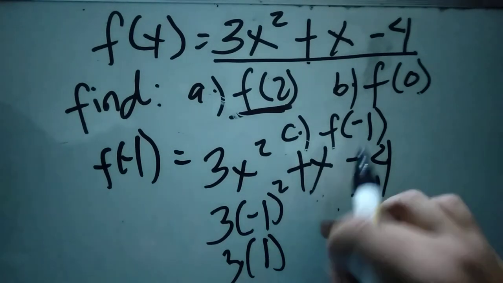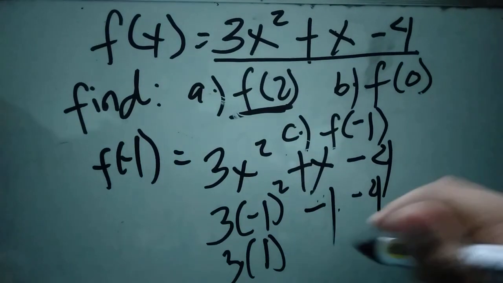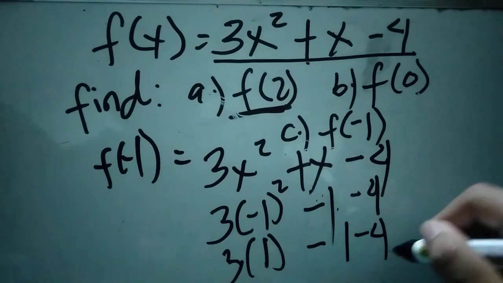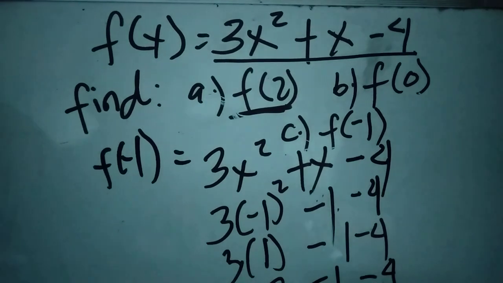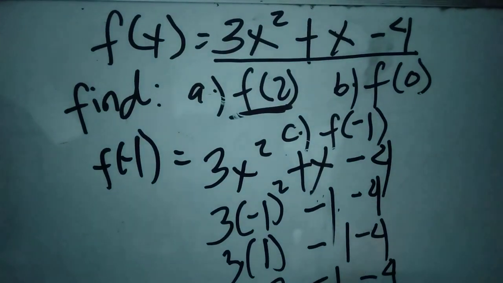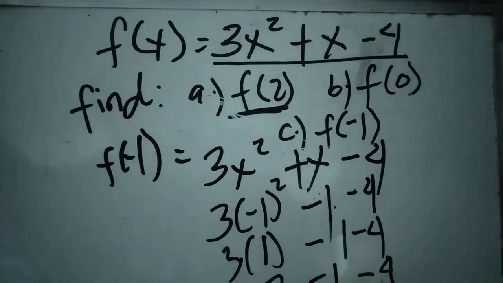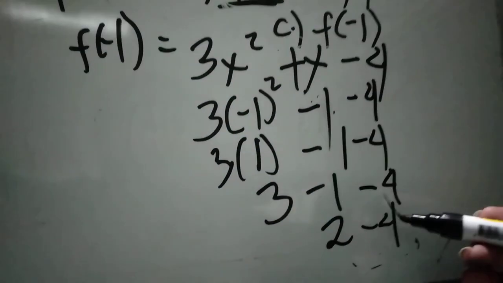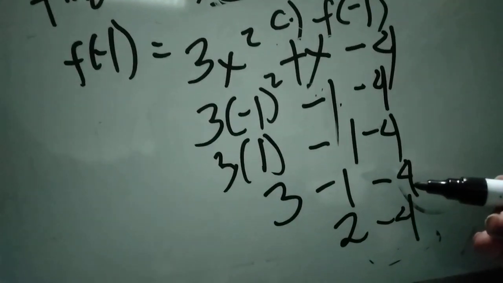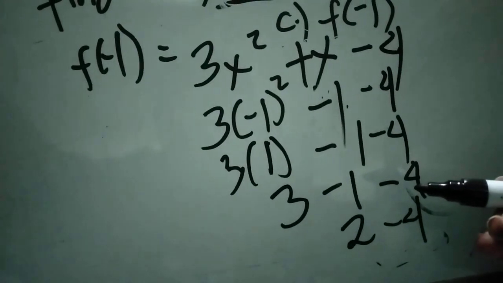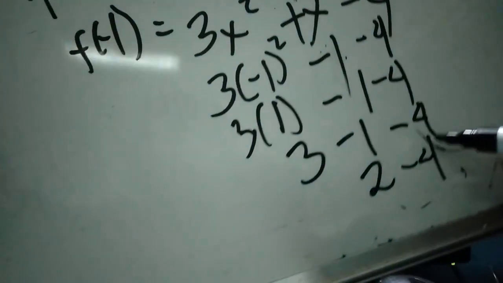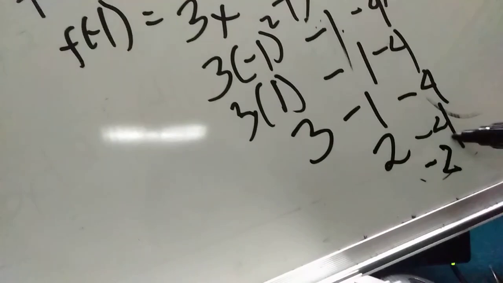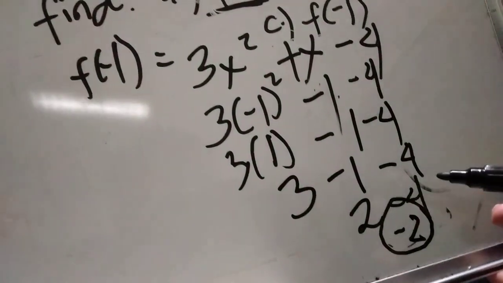Negative 1 na to. Because positive times negative is negative 1. Okay. So, minus 1 minus 4. So, 3 minus 1 minus 4. So 3 times 1 is 3, sorry. And then copy negative 1 and copy negative 4. Then 3 minus 1 is 2. 2 minus 4 is negative 2. And then this will be our answer.